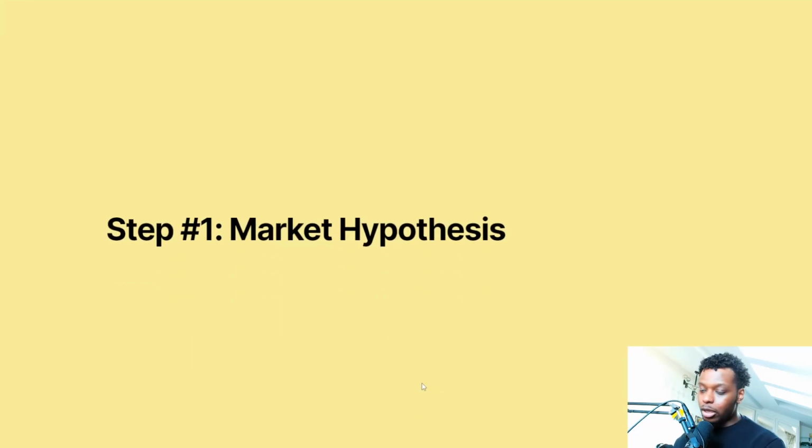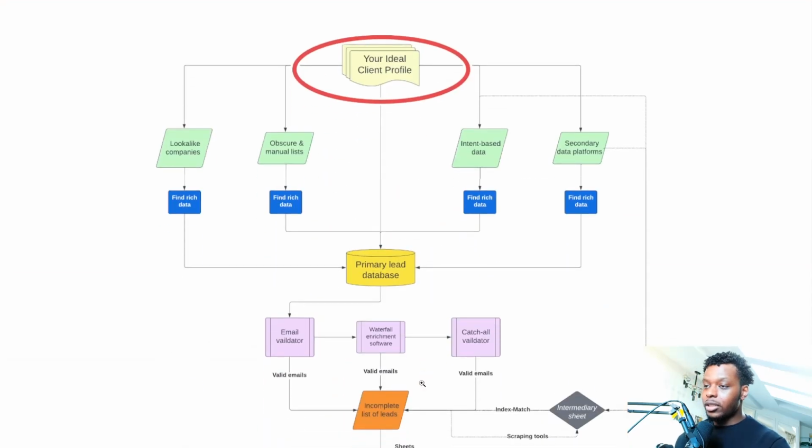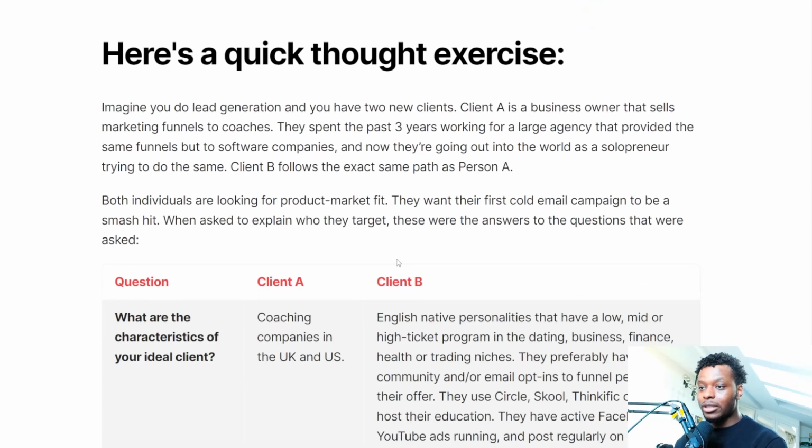So let's go in with principle number 1, which is market hypothesis, which is right up here where we're dealing with the ideal client profile. So we're going to get into lookalike companies, obscure manual lists, intent-based data, secondary platforms. We're going to get into that later. But before we do any of that, we need to highlight who we are reaching out to. And that is what the ideal client profile is about.